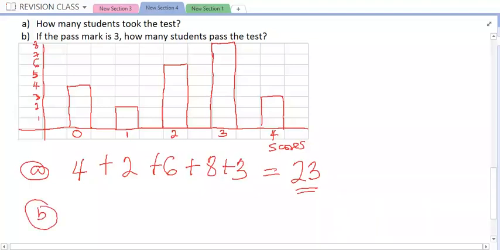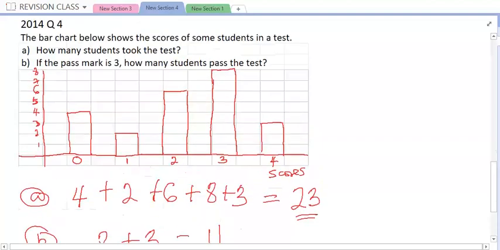How many scored 3? 8 scored 3. So those 8 pass. How many scored 4? 3 scored 4. So those 3 pass. So the total number of students that pass the test would be 11.